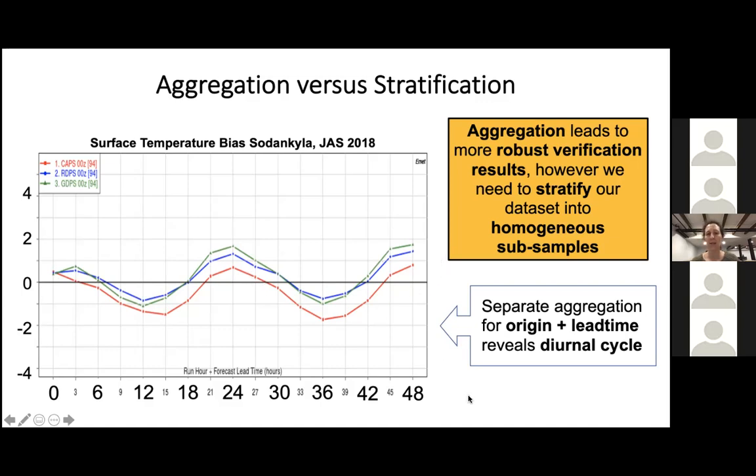So this is another occasion in which you need to separate the aggregation for the origin and the lead times, not only for the lead times. Otherwise, you'll cancel out the diurnal cycle.